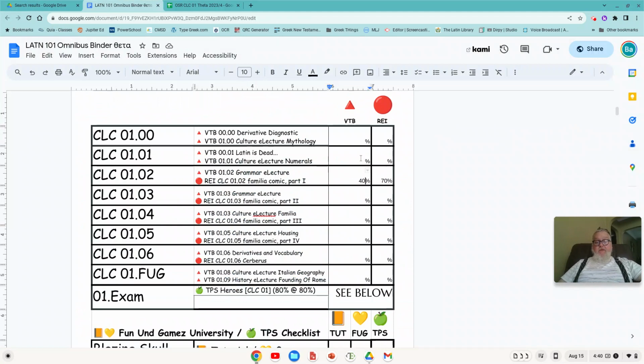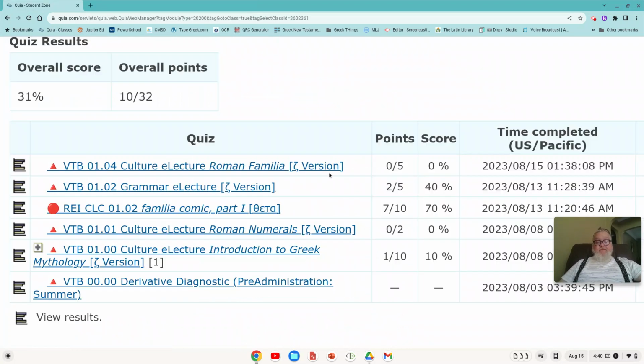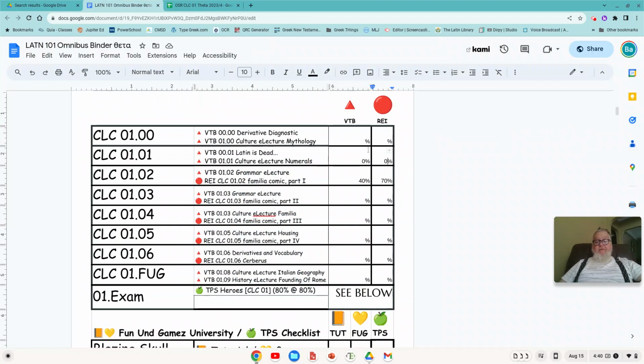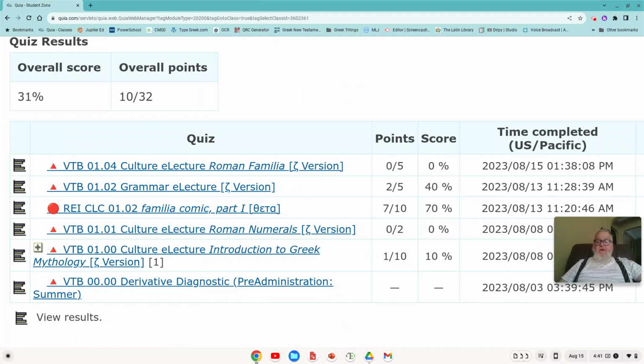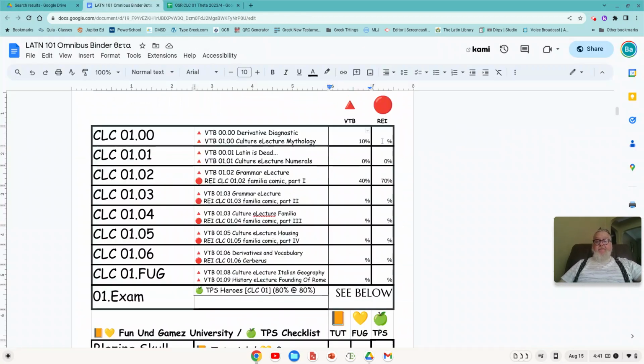And then look at 101, Culture Roman Numerals. It would be right about here. I should say Roman numerals here, by the way. I made a mistake. I just put that in. Then, how did he do on Introduction to Greek Mythology? 10%. Bob did poorly, but hey, you put that in here. Bob didn't quite read. Derivative diagnostic: if you see it, you did it, so you just put in 100%. That's the diagnostic.